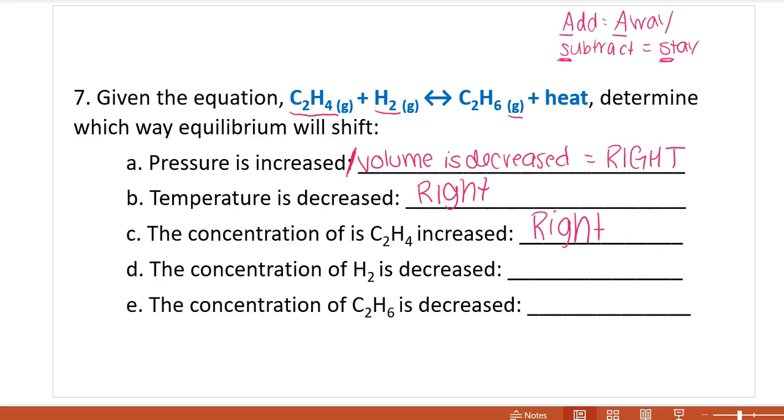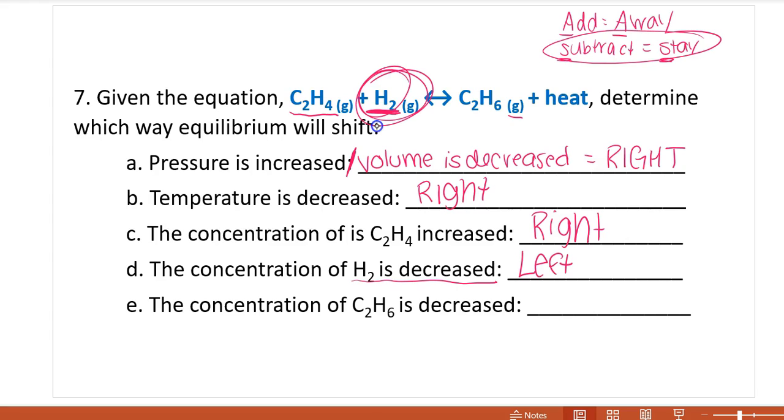D. Concentration of hydrogen is decreased. If you subtract a substance, equilibrium stays on that side. Hydrogen is on the left. If I subtract hydrogen, equilibrium is going to shift to the left. Again, it's all about getting rid of that stress. If I decrease the concentration of hydrogen, I restore equilibrium by producing hydrogen. Equilibrium has to shift to the side that hydrogen is being produced on.